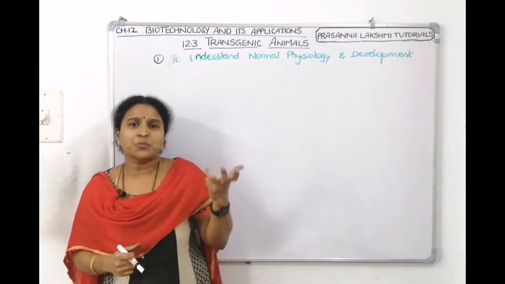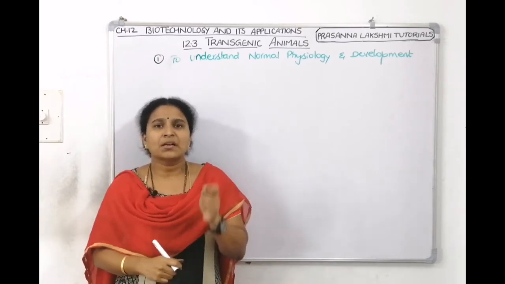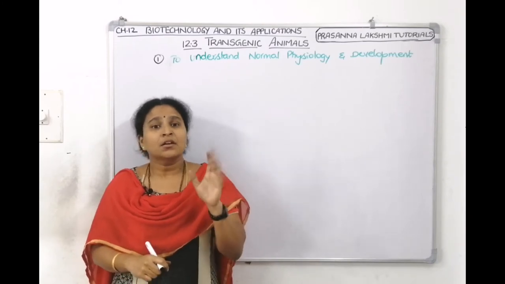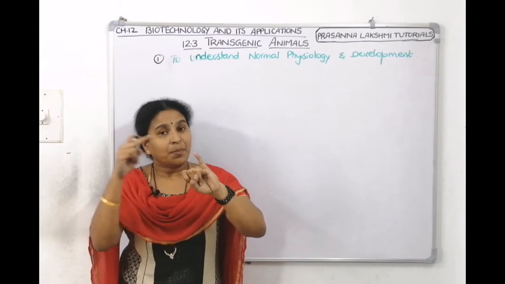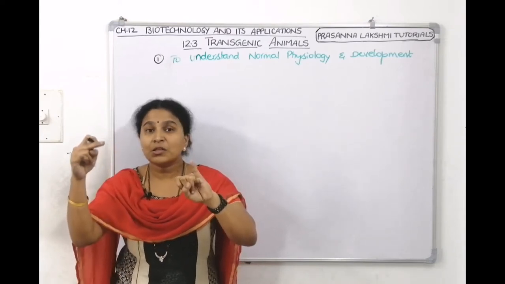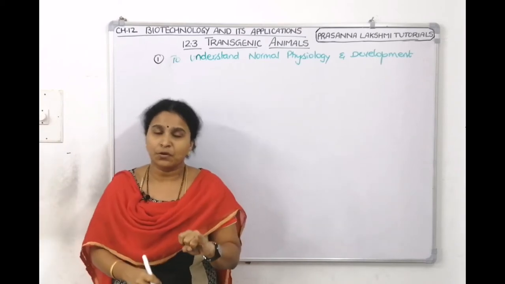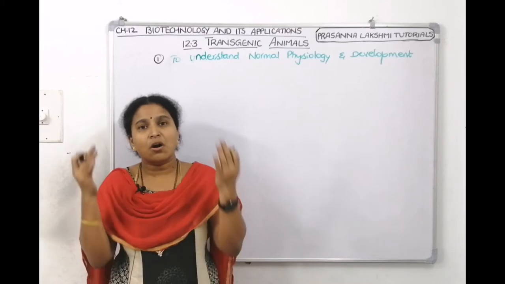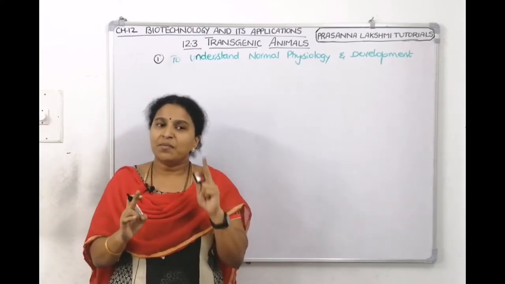Now, what is this point? Let us try to understand it. Transgenic animals are specially designed. They are specially designed to study what genes are, what their products are, and how these products control the growth and development of the body. What do you mean by normal physiology? All our physiological processes are controlled by our DNA. DNA means it is gene.